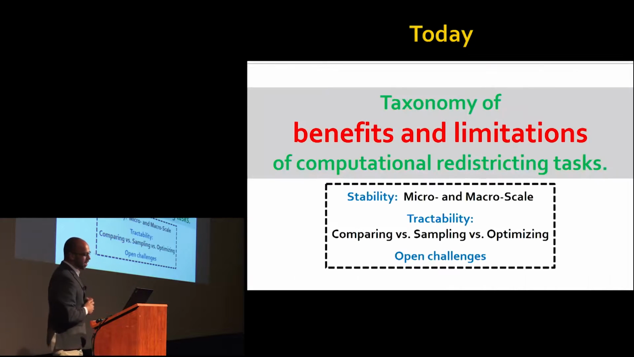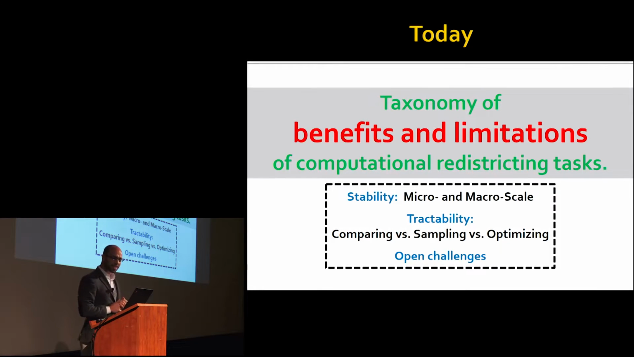Okay, so today, what I'm going to try and do is give you a taxonomy of potential benefits and limitations of different computational redistricting tasks. So rather than tell you about specific types of software, I'm going to categorize the possible things you could do with a computer and tell you a little bit of the drawbacks you should be aware of as we really go out and start to engineer different ways that we can view the computer and the human as partners in the redistricting process.